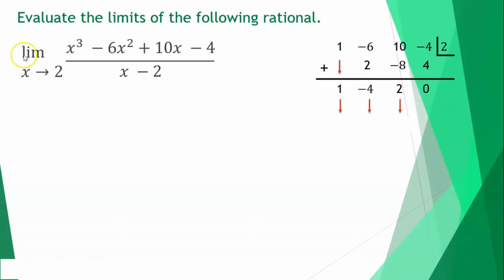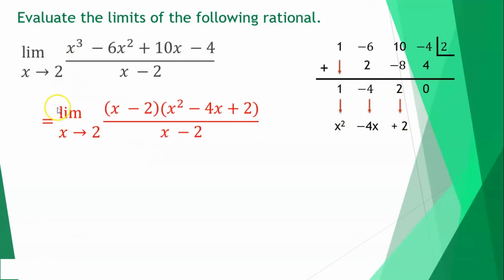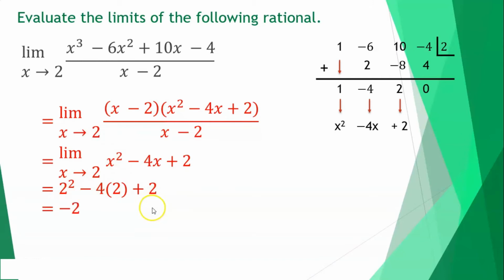Now take note, when we divide, we subtract the exponent. So if this is 3 and this is 1, our quotient would become x² - 4x + 2. So with this, rewriting this one, we will have the limit of (x - 2)(x² - 4x + 2) over (x - 2) as x approaches 2. At this point, we can cancel x - 2 and x - 2. So with that, we will have this one and substitute this with 2. So we will get this, and simplifying further, our final answer is -2.